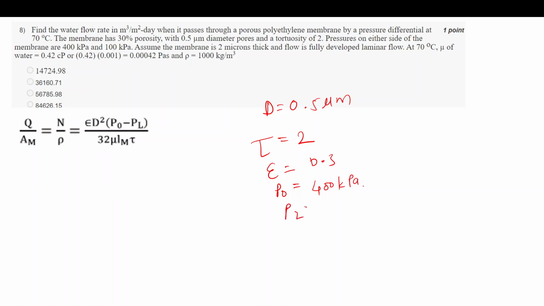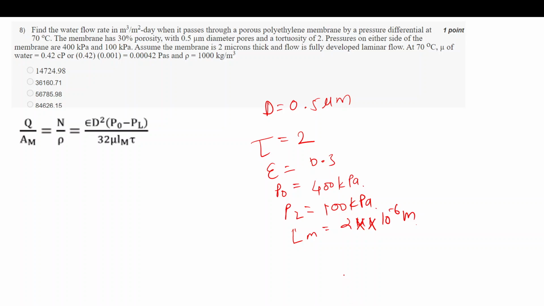PL is the pressure on the permeate side, which is 100 kilopascal. Now assume the membrane to be 2 micron thick. So Lm is 2 micrometer, 2 into 10 to the power minus 6 meter, with flow being fully developed.